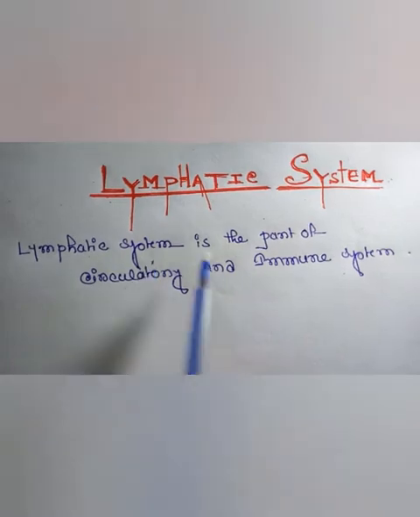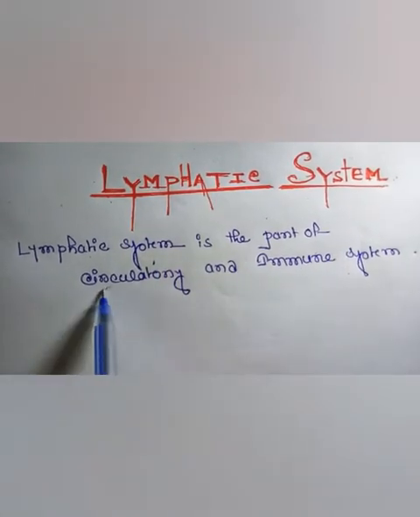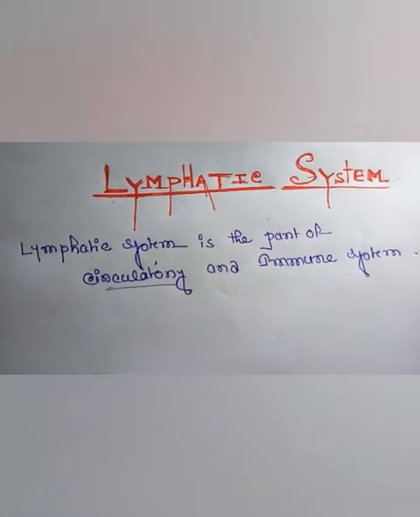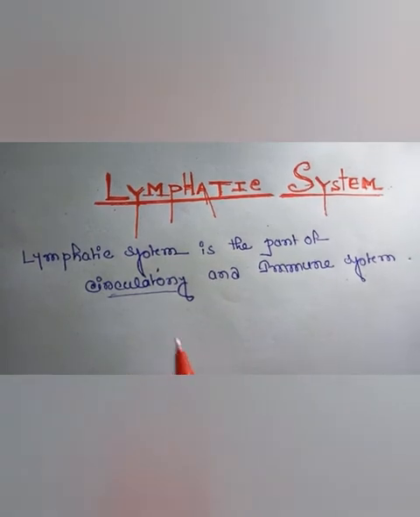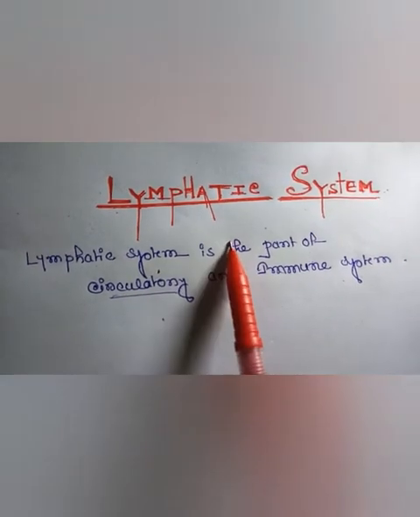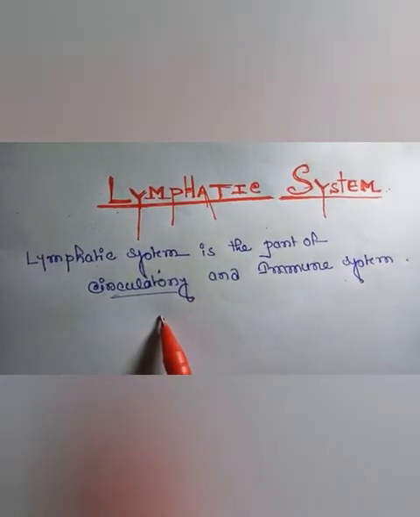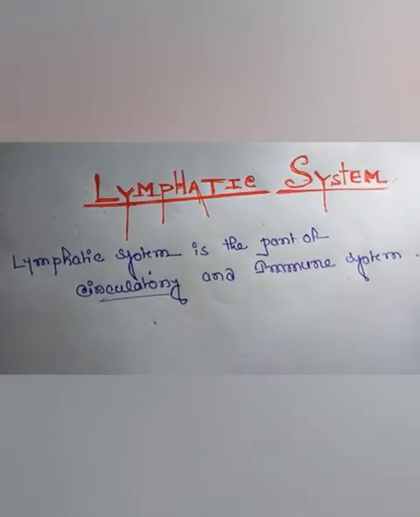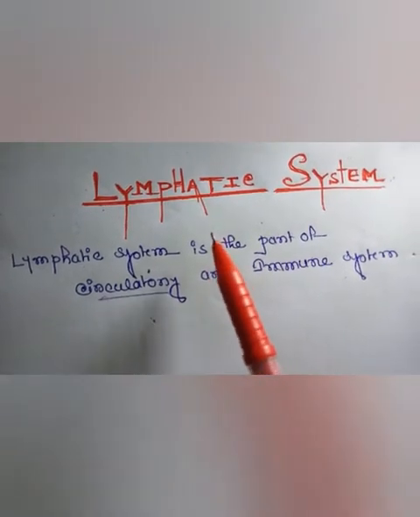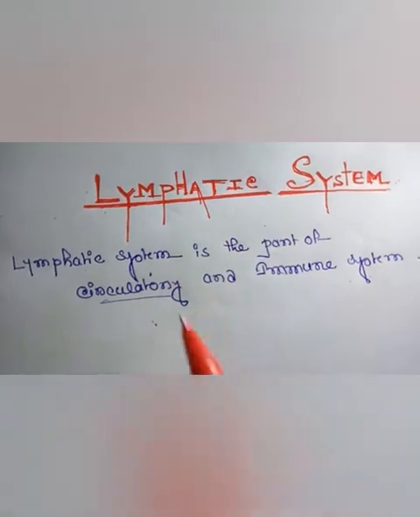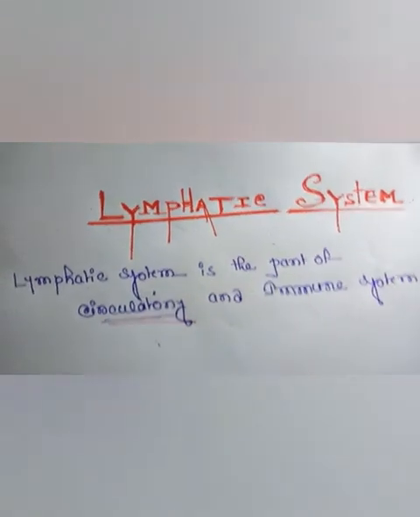The lymphatic system is part of the circulatory and immune systems. So, the question is, why is the lymphatic system part of the circulatory and immune systems? At first I will explain why the lymphatic system is part of the circulatory system.